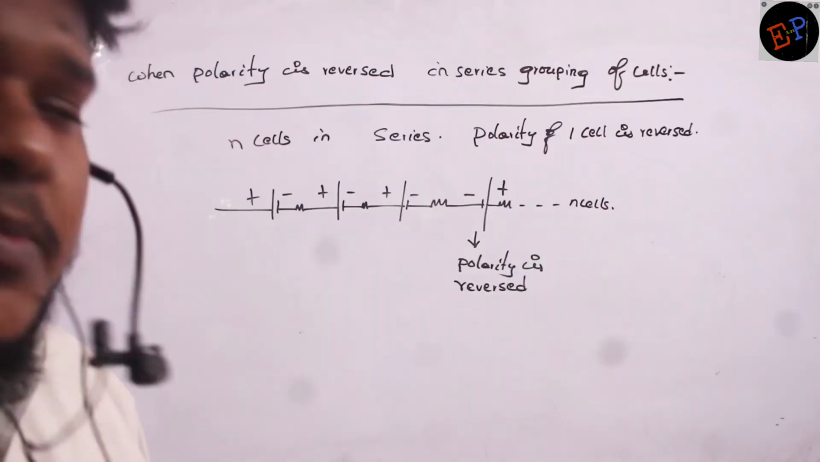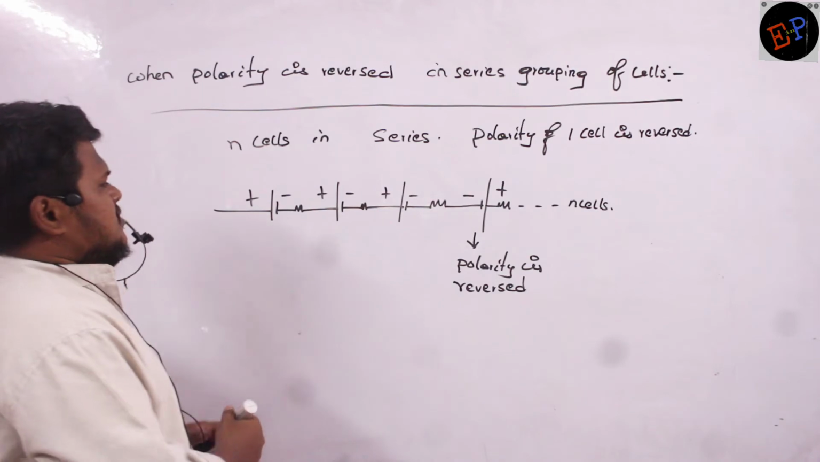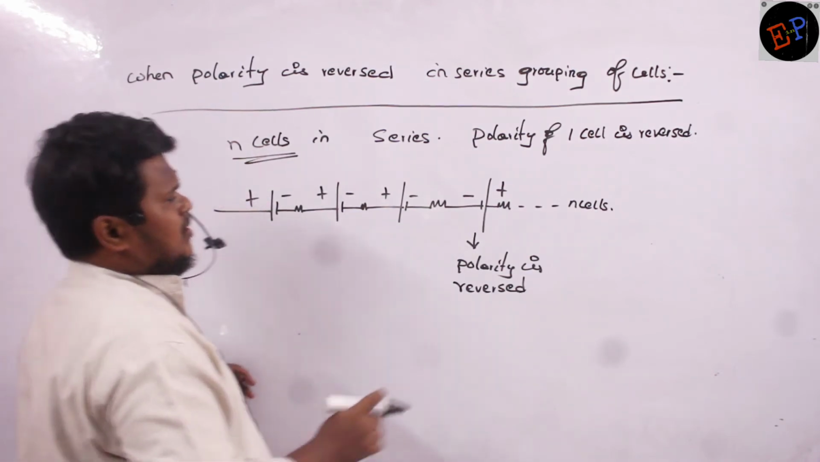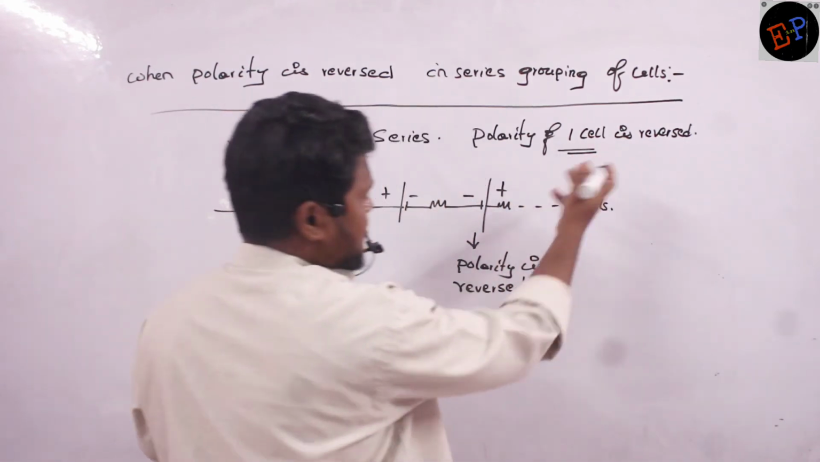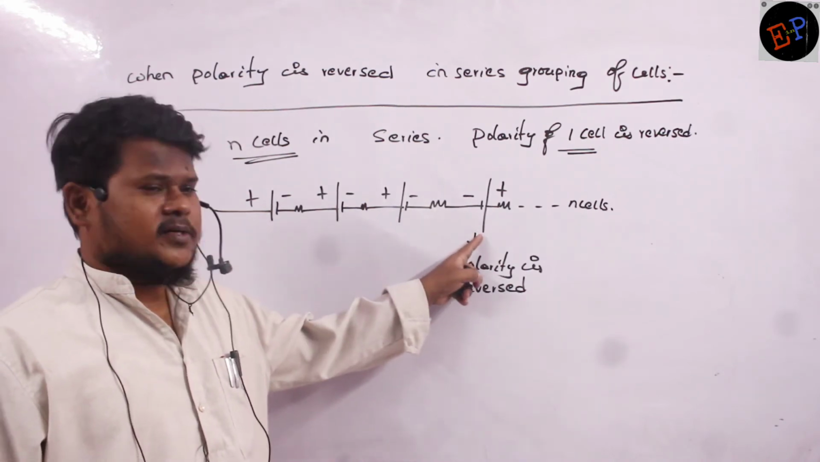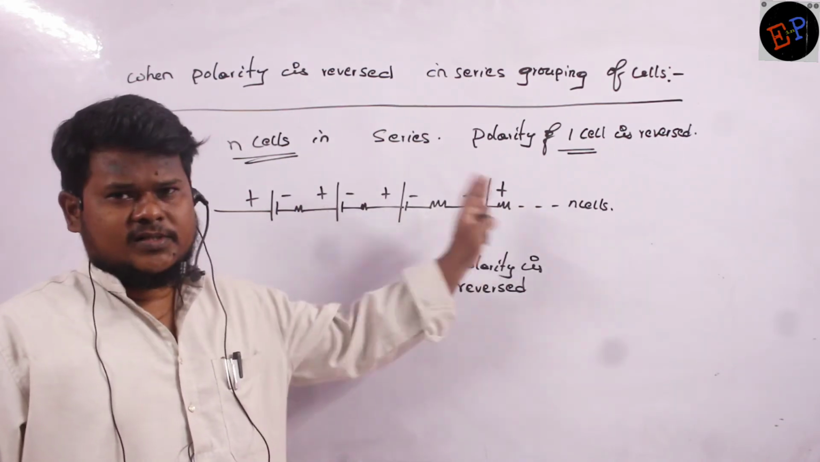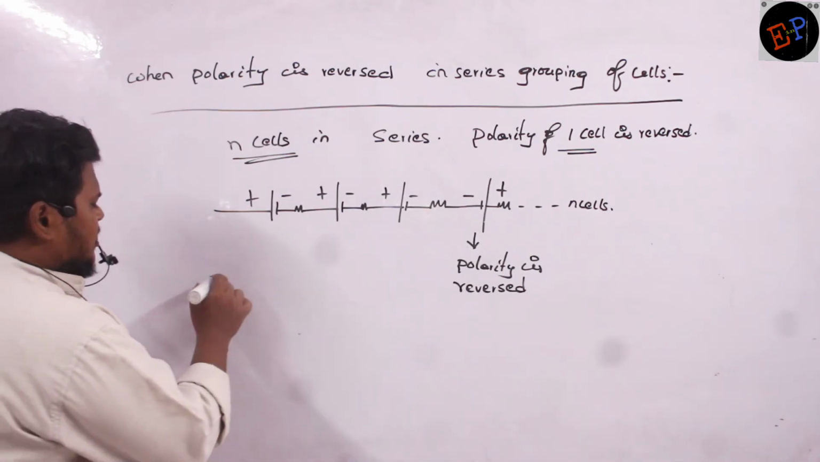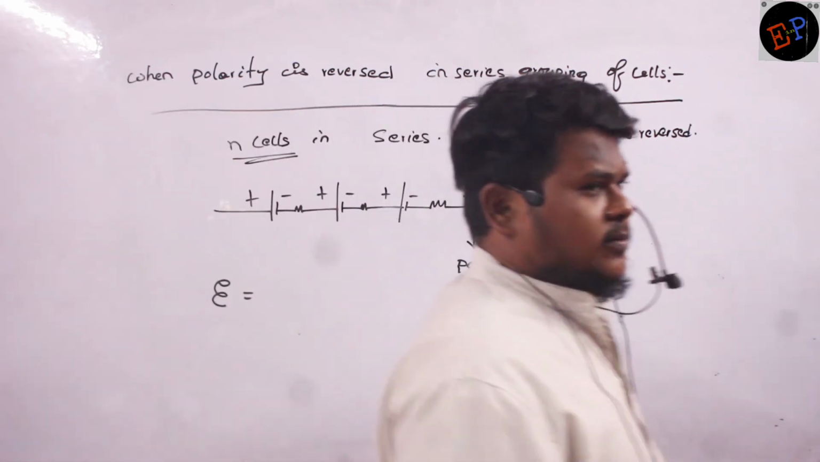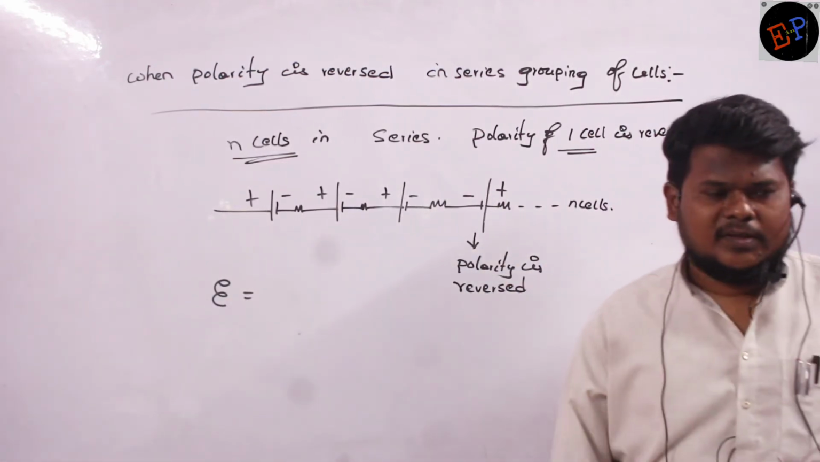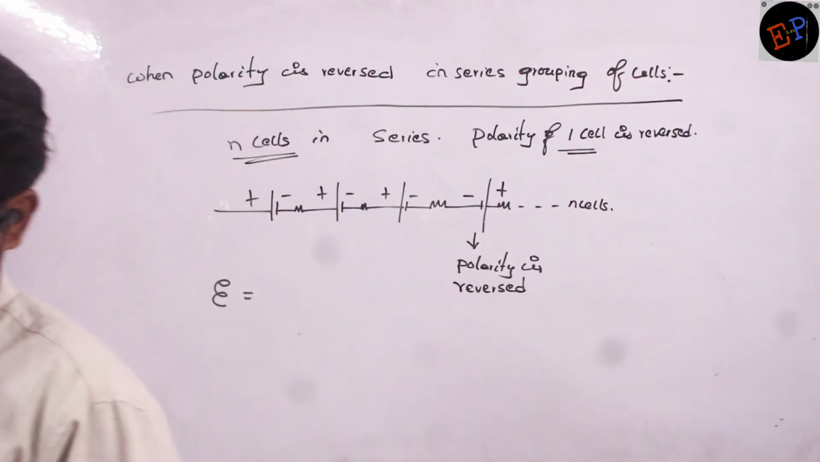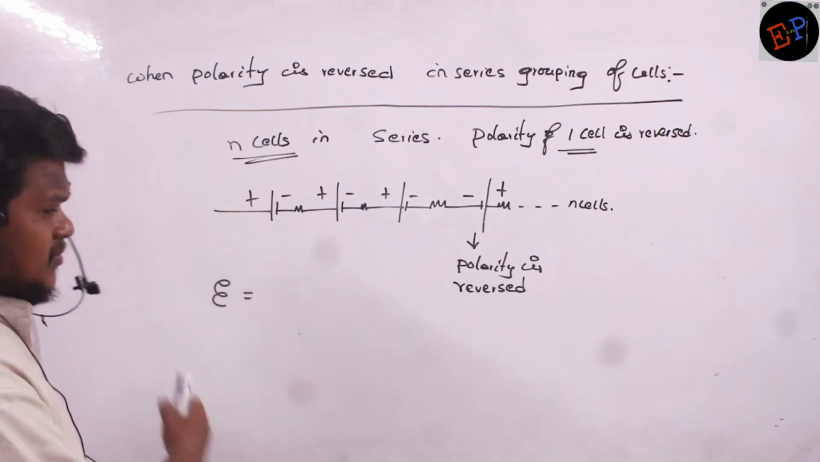Very important concept. See here, how many cells are connected in series? N cells are connected in series. And consider the polarity of one cell is reversed. So this cell's polarity is reversed and the remaining cells are N. Total cells are N. Now in this condition, how can I calculate the total EMF of this connection? What is the effective EMF of this combination?